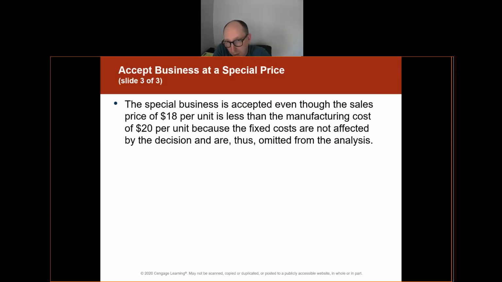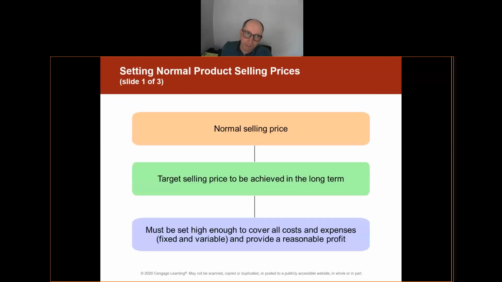But if we only take into consideration the variable cost, which this does, then it would be accepted because it would be a $2 difference. I don't know. Personally, I would say no. It would be a no.